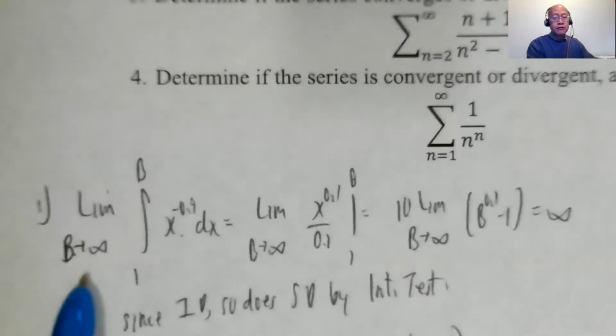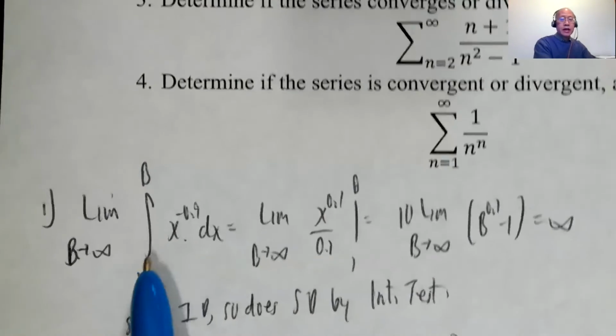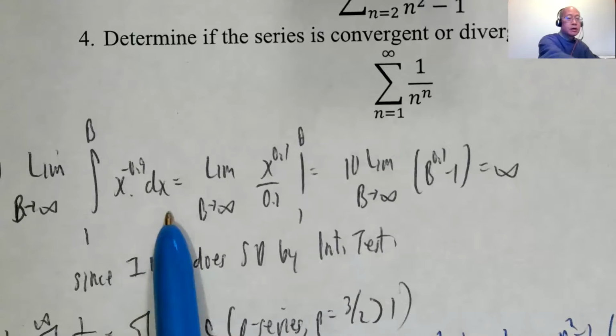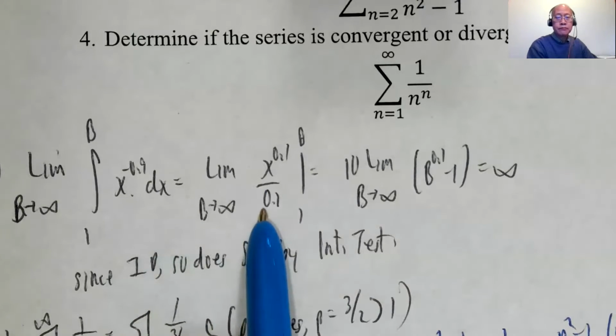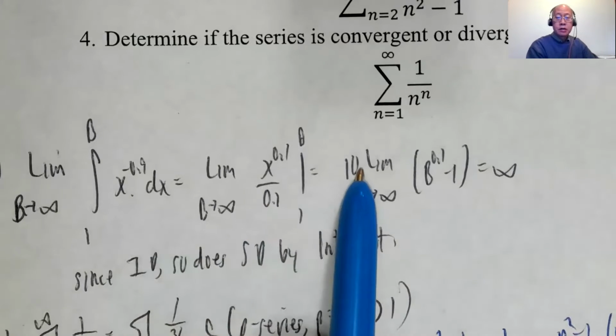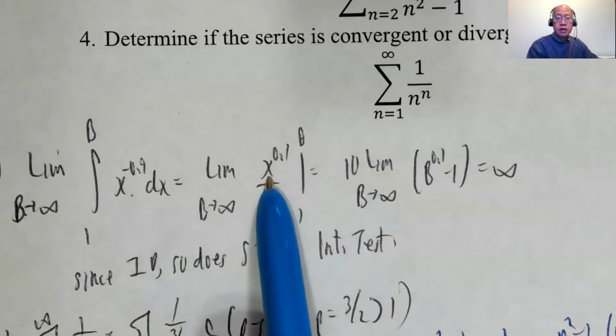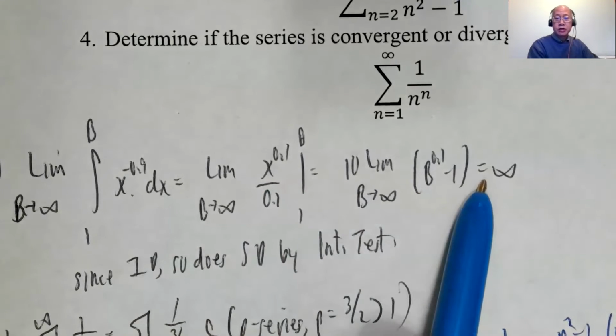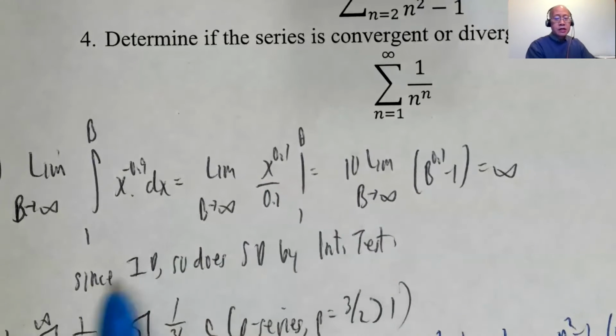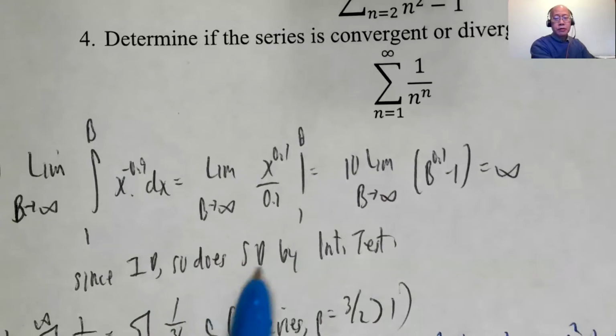So limit as b approaches infinity of the integral from 1 to b of x to the negative 0.9 dx. So the limit as b approaches infinity of x to the 0.1 over 0.1. Dividing by 0.1 is the same thing as multiplying by 10. Limit as b approaches infinity, plug in b to the 0.1 minus plug in 1, and that approaches infinity. Since the integral diverges, so does the series diverge by the integral test.